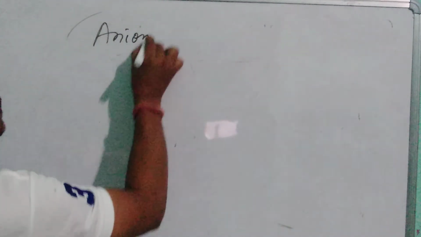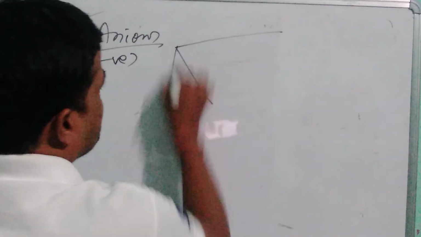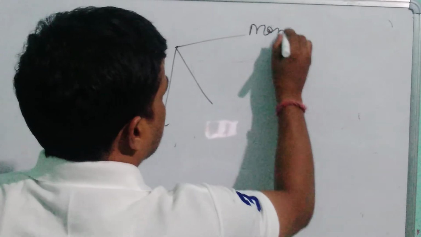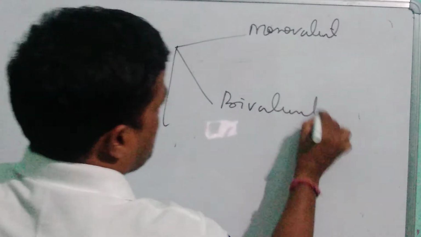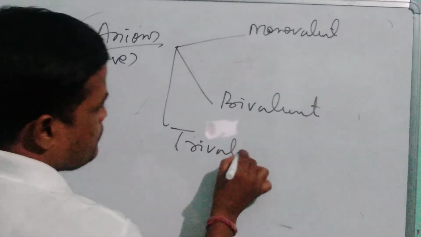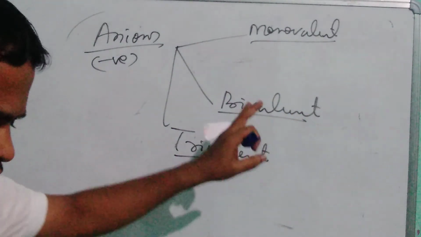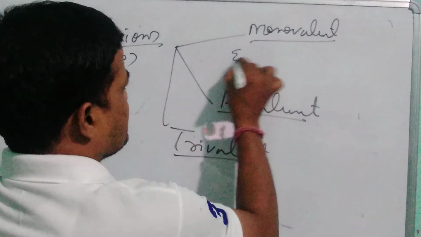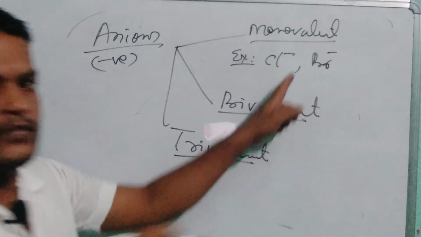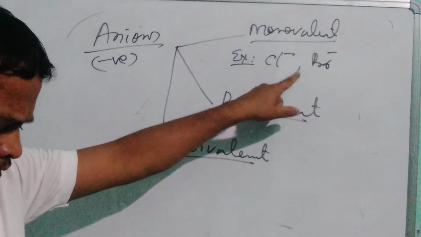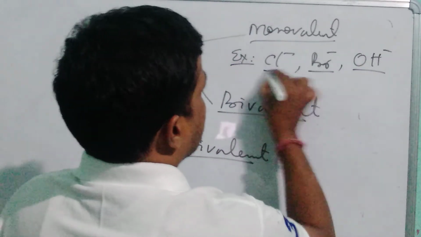Anions or negative ions are also divided into 3 types: monovalent, bivalent, and trivalent. Let us see monovalent ions. Examples: chlorine, bromine, Br minus ion, chlorine ion, bromine ion, iodine, OH minus ion. So these are negative ions.